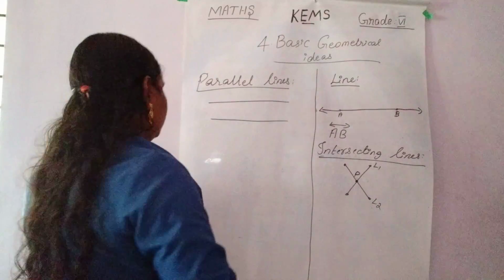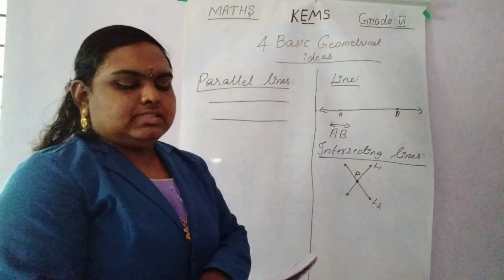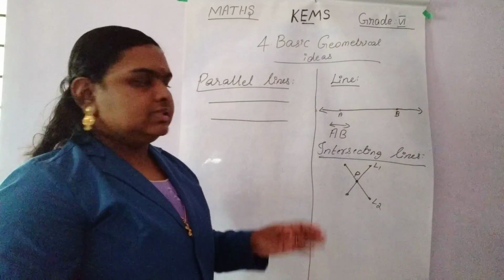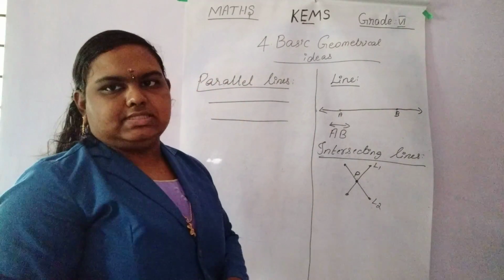So parallel lines are nothing but lines like this which do not meet. Lines like this which do not meet are known as parallel lines.